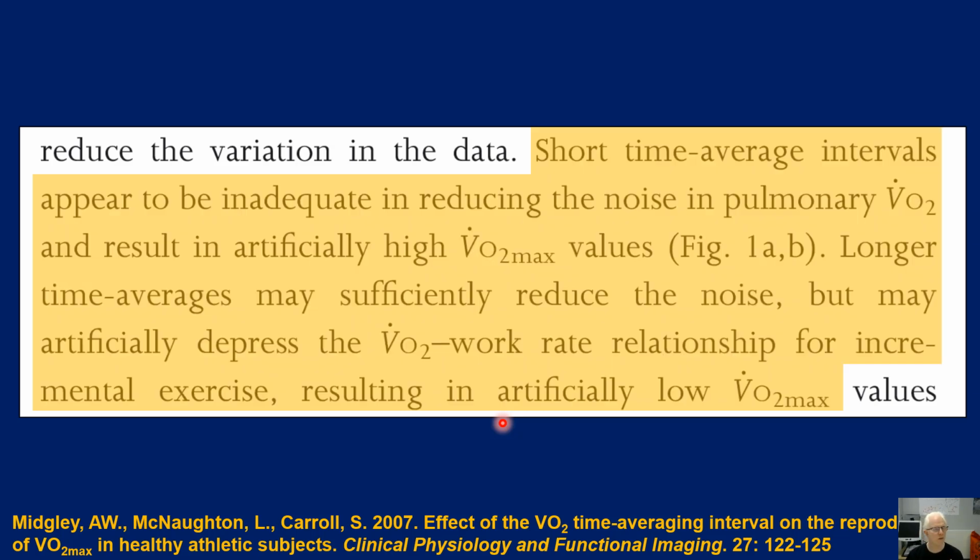Short time average intervals appear to be inadequate, though, in reducing the noise in pulmonary VO2, and therefore what we've just been suggesting may result in artificially high VO2 max values. Longer time averages may sufficiently reduce the noise, but may artificially depress the VO2 work rate relationship for incremental exercise, resulting in artificially low VO2 max. So we're at a position where the way in which we simply average the data actually affects the outcome of the test, irrespective of the protocol that you've used. And so this has big ramifications.